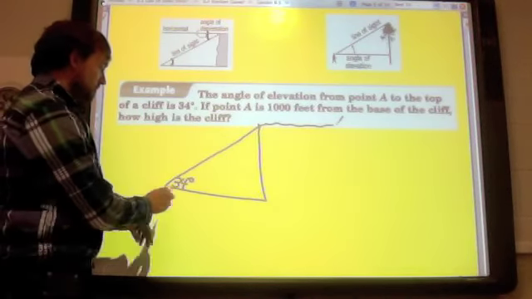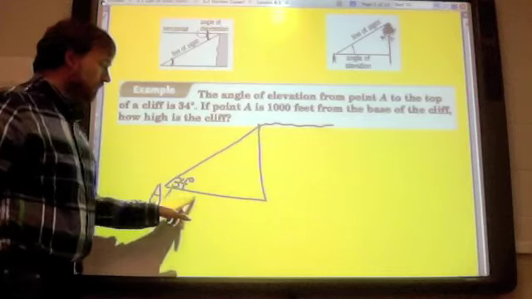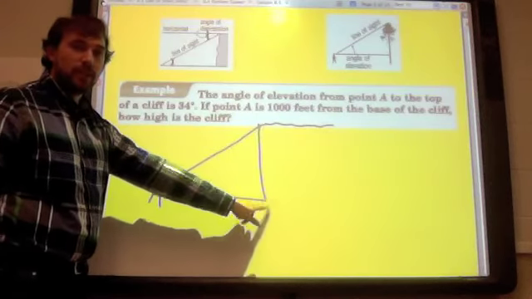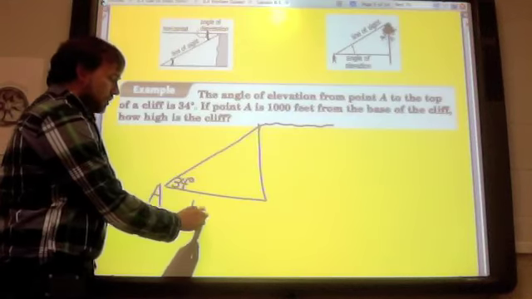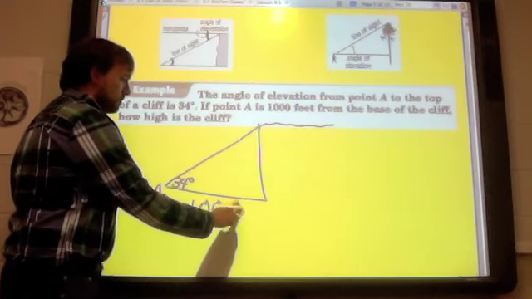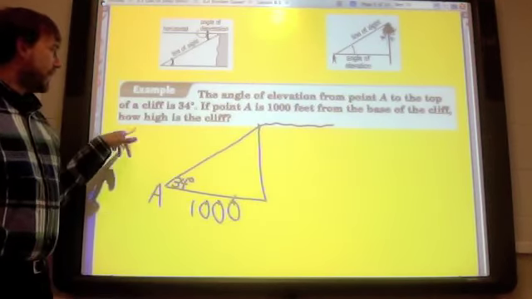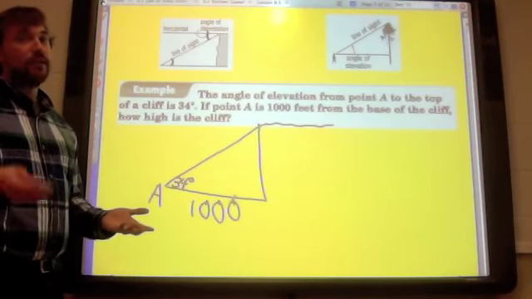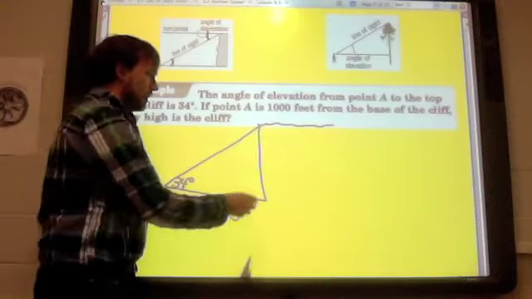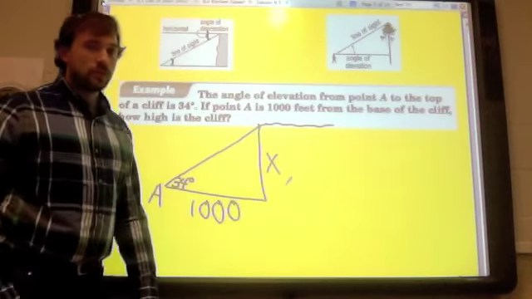All right, point A is 1,000 feet from the base of the cliff. So 1,000 feet is point A, 1,000 feet from the base of the cliff. Remember, it says base, bottom. It's always going to be on the bottom. And then it says, how high is the cliff? We talked about this. How high something is, it's straight up and down. That's where your x is going to be.